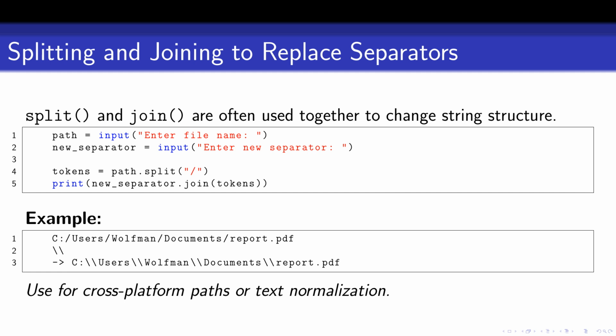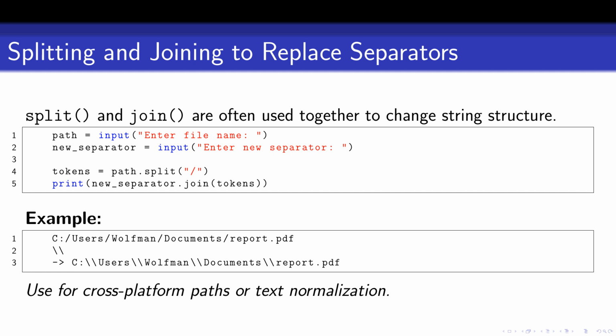Sometimes, you'll need to split a string and then reassemble it using a different separator. This approach is particularly useful when normalizing file paths or converting between platform-specific formats. In this example, the user inputs a file path, which is first split using / as the separator. Then, the program prompts for a new separator, which is used to rejoin the tokens into a new string.